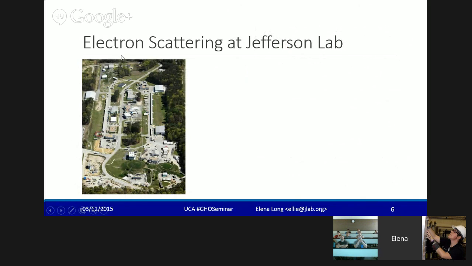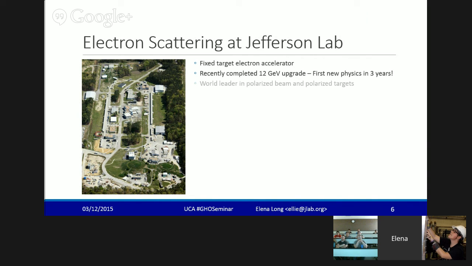This is an overhead aerial photo of our laboratory. It's a fixed target electron accelerator. Instead of, like, the LHC, which has 2 protons going around smashing into each other, we fix a target and just accelerate the electrons and shoot them into the target. We recently completed a 12 GeV upgrade. That's the energy level we define the lab by, which doubled the energy, and it's just turning on, which is really exciting because we're getting our first new physics in quite a while.